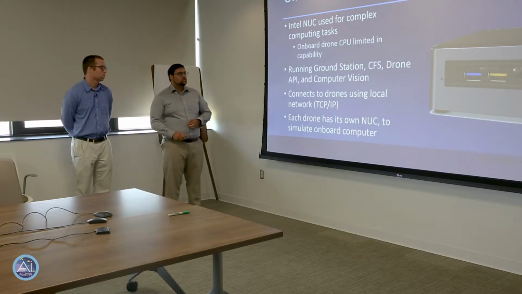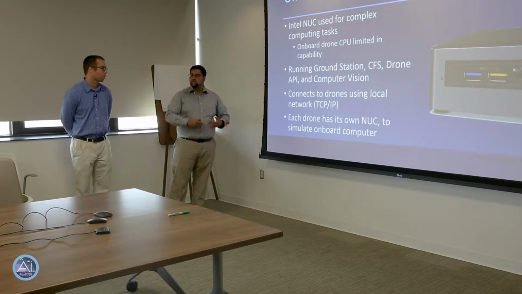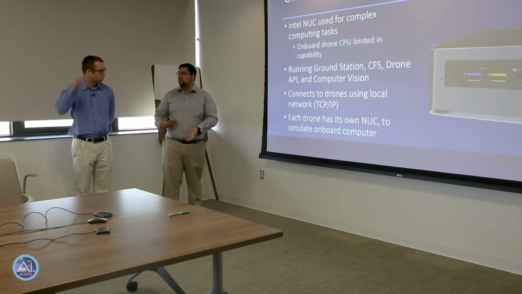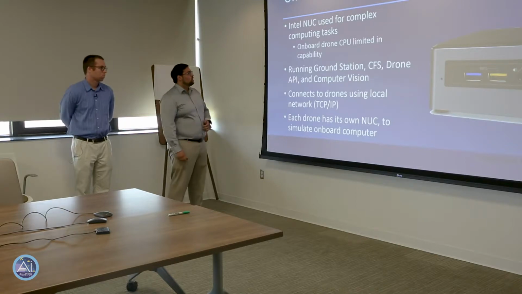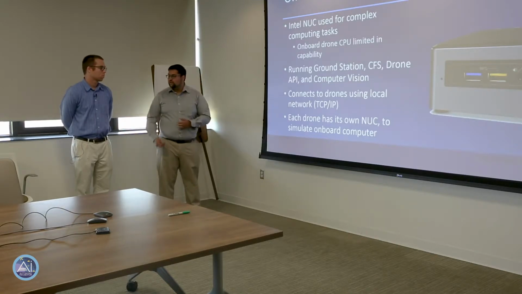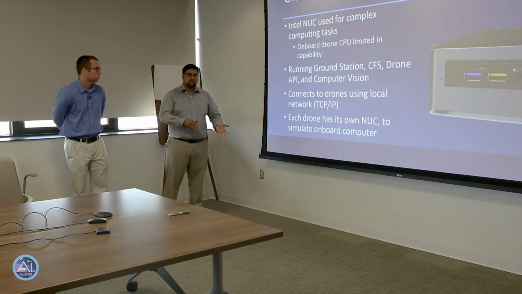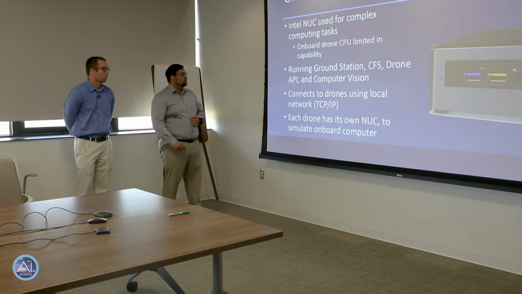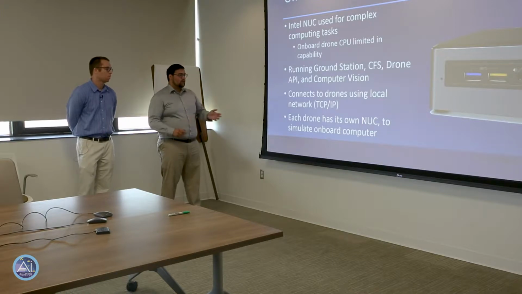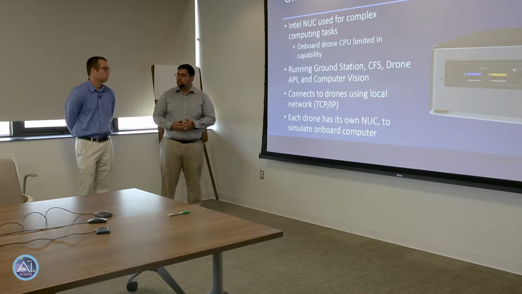So not only did these NUCs serve as a ground station, they also served as the onboard computer that could be on one of these drones, a companion computer. These are equipped with i5 Intel core processors, which was really great for both running the CFS software and running the computer vision. And they connected to that same network that the drones were on using a standard TCP/IP connection. So everything was on one combined network.